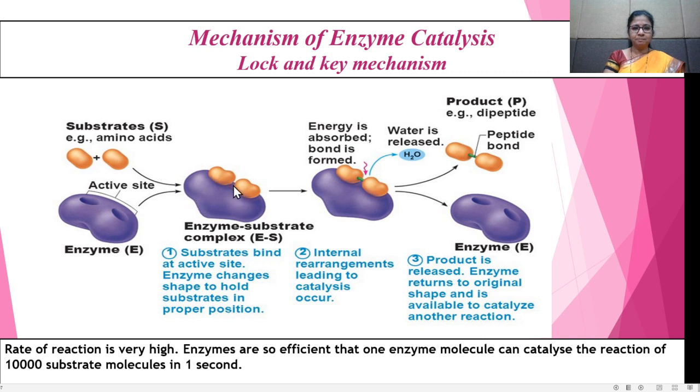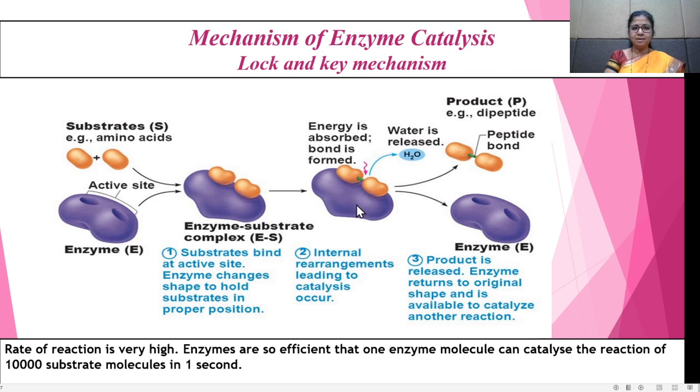See in this diagram, these two amino acids are the substrates. This is the enzyme which has this type of active site, and these two substrates bind with this active site. The enzyme changes its shape to hold the substrates in the proper position. Then next, these two substrates react with each other. Energy is absorbed and a bond is formed between these two amino acids.